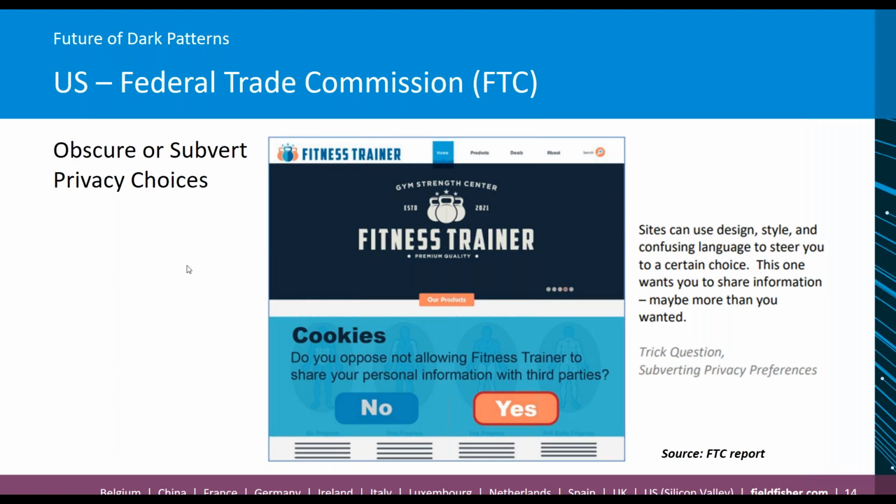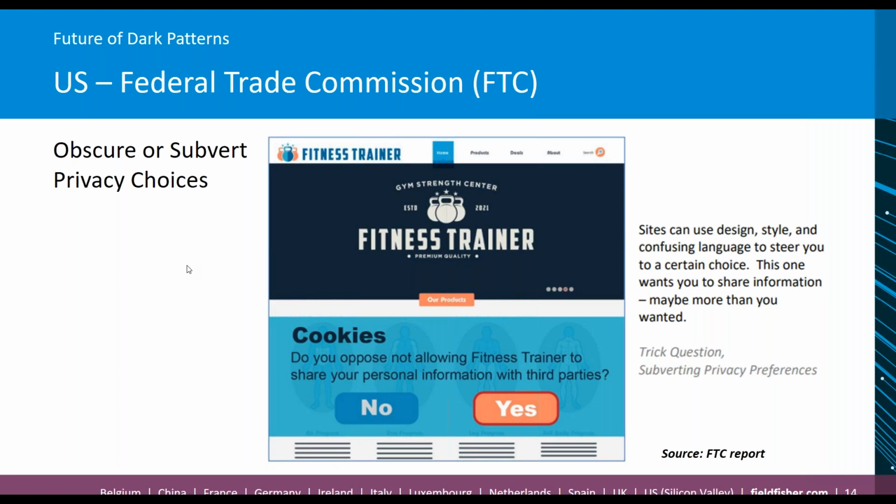There are two final points worth mentioning before we jump to the state section. So in addition to avoiding subverting consumer privacy choices, the report highlights the importance of data minimization measures. It indicates that businesses should collect the data necessary to provide a service and nothing more.